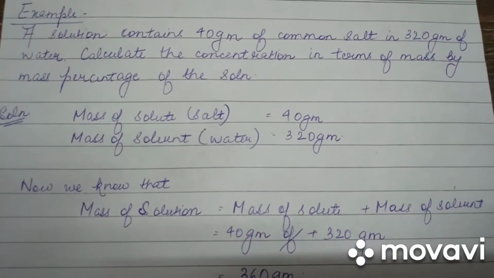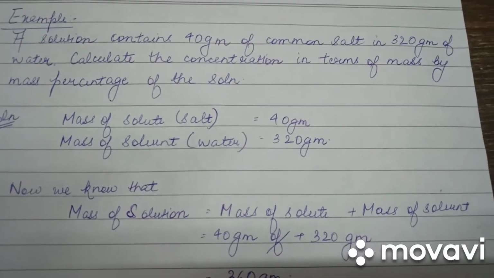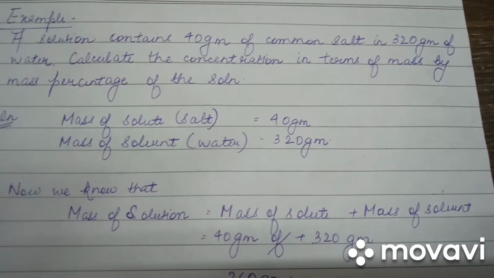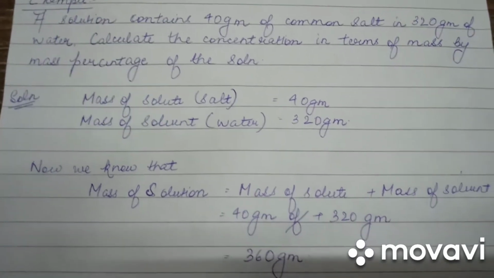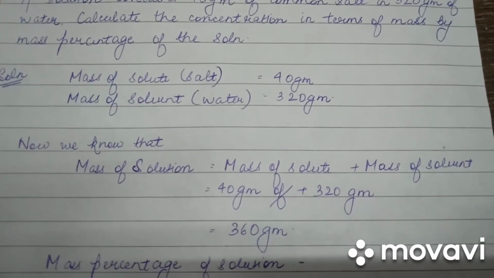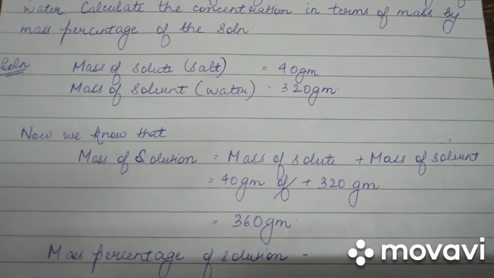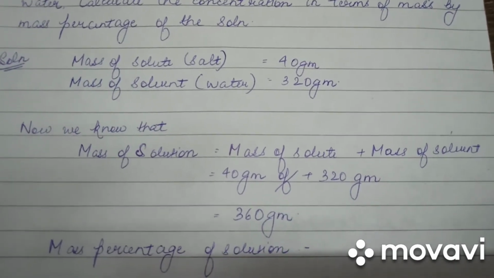Mass of the solute is 40 grams. Mass of the solvent is 320 grams. Obviously, salt here is the solute and water here is the solvent. Now we know that mass of the solution is equal to mass of the solute plus mass of the solvent. Adding both these quantities, we get 360 gram of mass of solution.